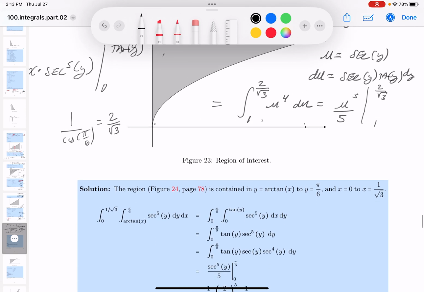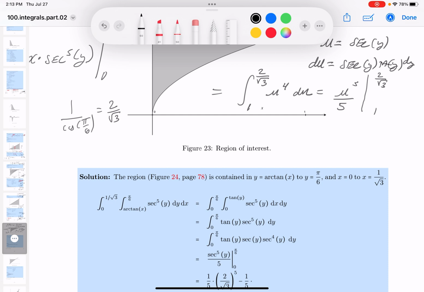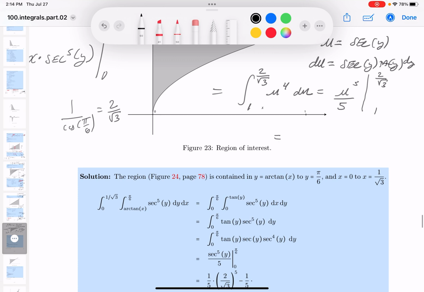I realize computation can be quite annoying at times, but I still want to go through it. So let's just do that, and let's see what we get. You're going to get 1/5. I'm going to pull that out, by the way. Then you're going to get 2 over root 3 to the 5th power. I'm going to write it as the 4th power times 1 of those things. That's easier for me to do the arithmetic. And then minus 1. All right, relatively simple.